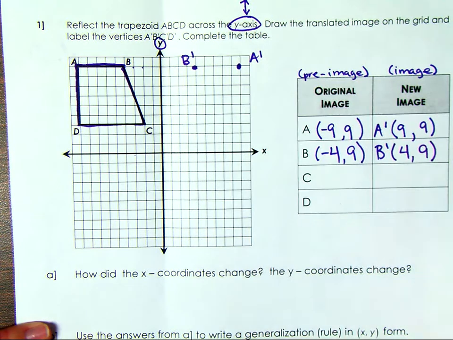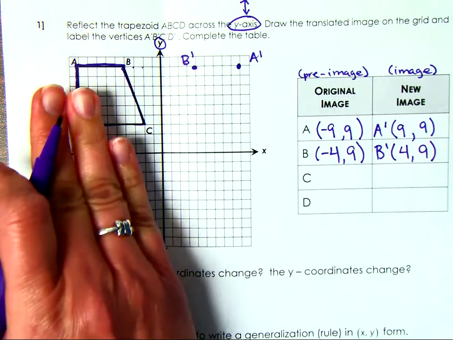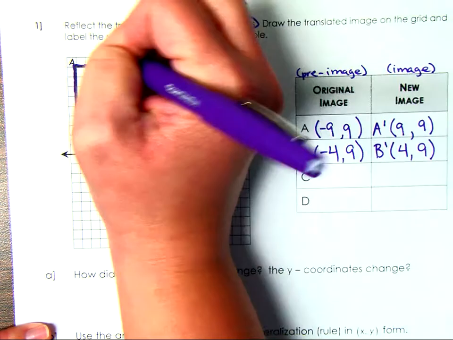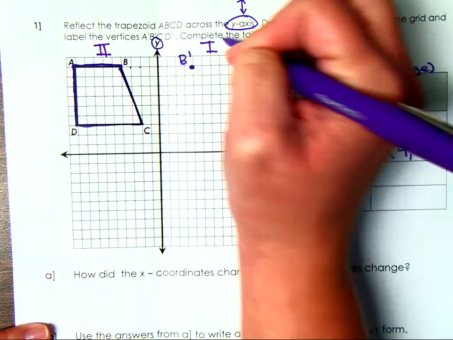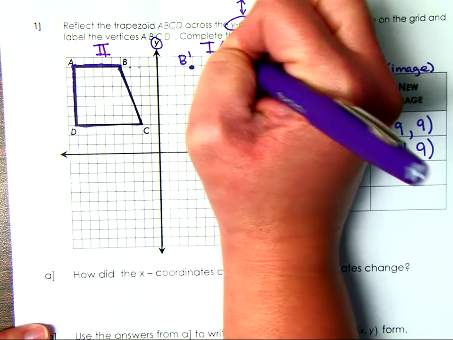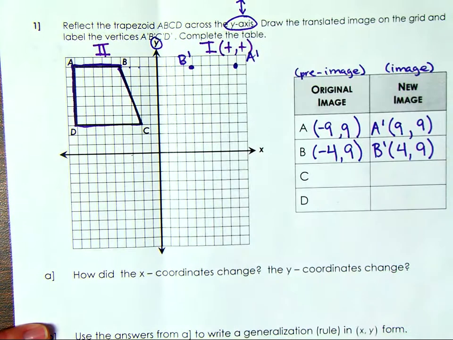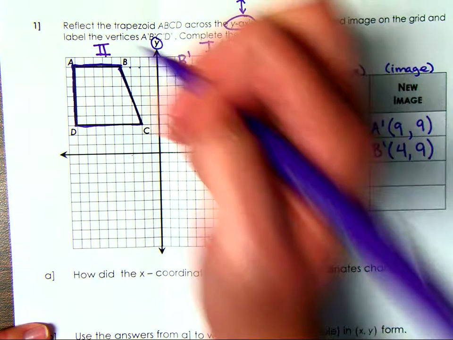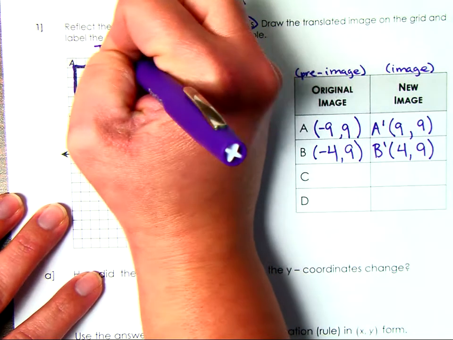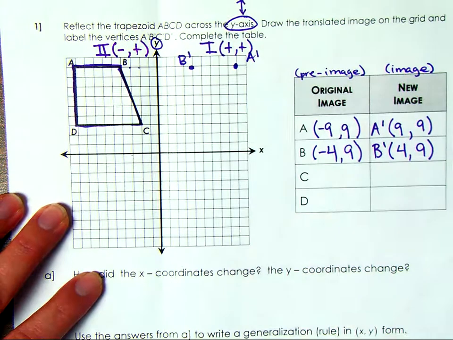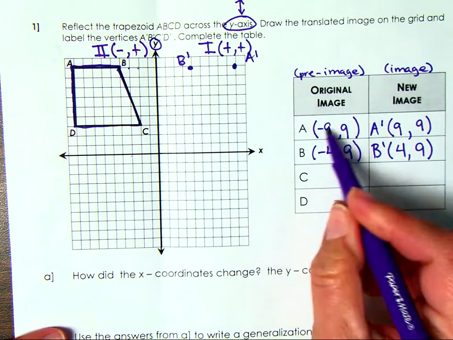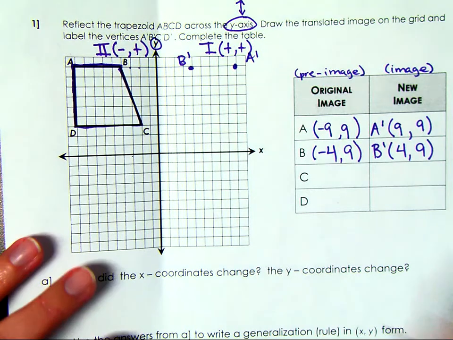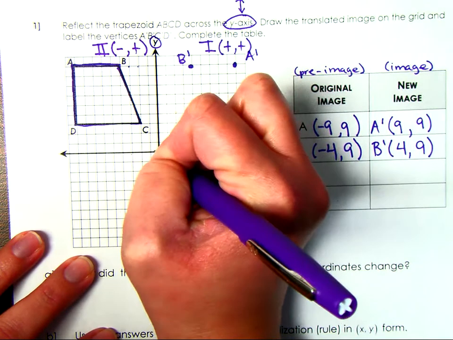Okay, so if you're reflecting across the y-axis, we can see this is quadrant 1, this is quadrant 2, and in quadrant 1, all of our x's are positive, and all of our y's are positive. And in quadrant 2, all of our x's are negative, and all of our y's are positive. That helps you make sure you're not forgetting those negative signs when you need them. All right, so let's look at C.